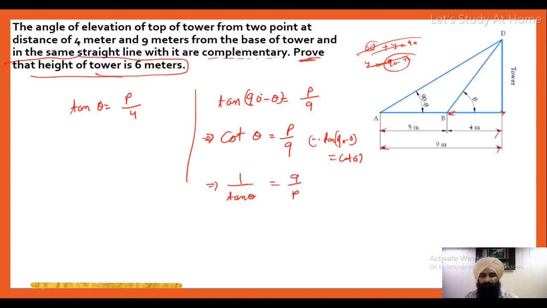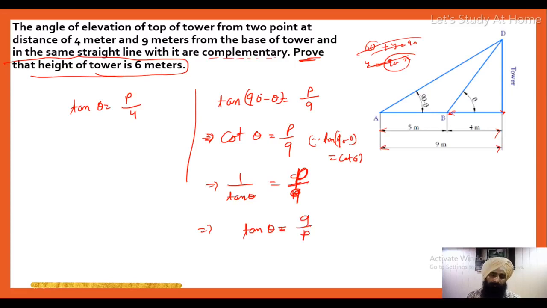Now take the reciprocal on both sides, p upon 9 becomes 9 upon p. Not here, p upon 9. Next step, we will take the reciprocal. This is p upon 9. So this implies, reciprocal, tan theta is equal to 9 upon p. Okay, tan theta is equal to 9 upon p.